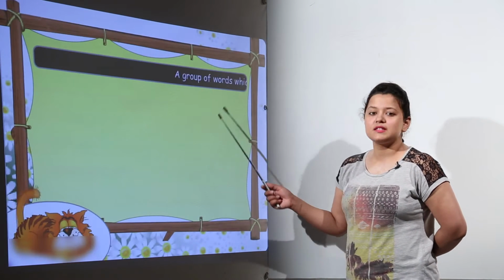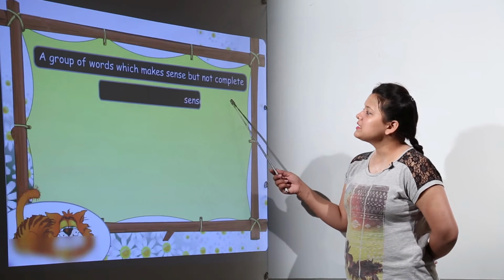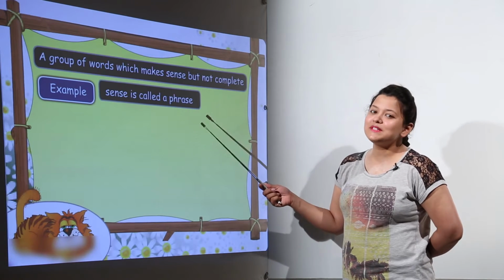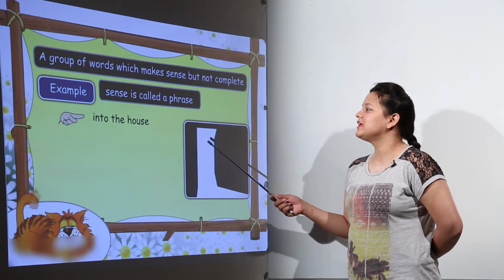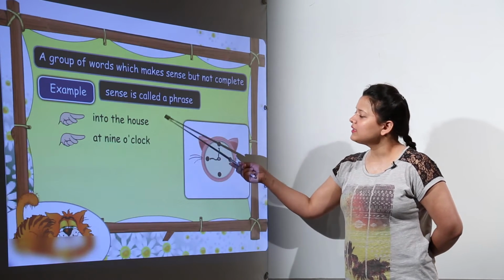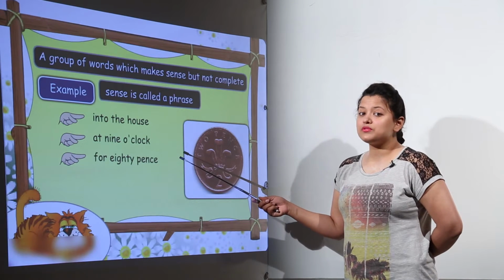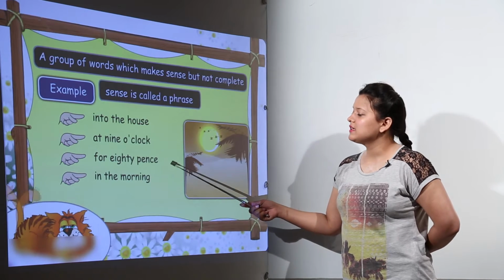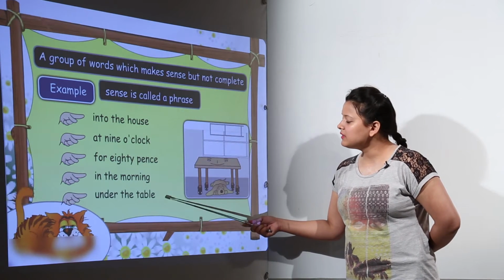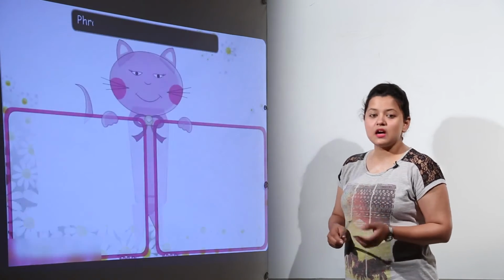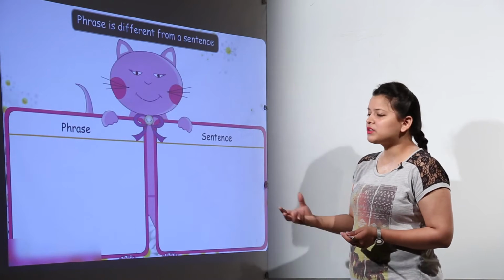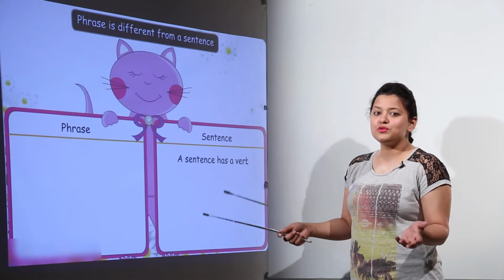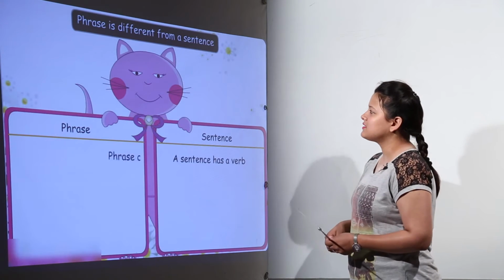Now we shall discuss the phrases. The phrases are a group of words which make sense, but they do not make the complete sense. How is it possible? Let us see. The examples are into the house, at 9 o'clock, for 80 pence, in the morning, under the table. Now all these are just a group of words that are instructing you to do something basically, but you do not actually know what to do. So that was the phrase.